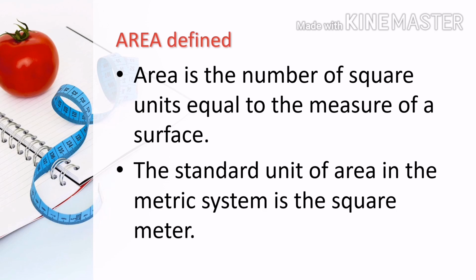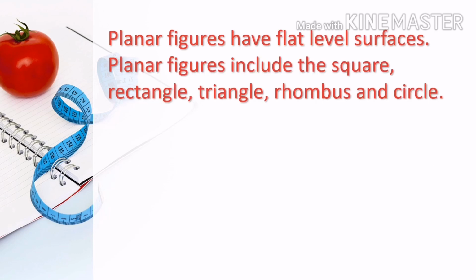Ang perimeter, linear unit lang, no? Ano lang, as in meter, ganun. Pero pagka may square na, we are talking about area already. Planar figures have flat level surfaces. Planar figures include a square, rectangle, triangle, rhombus, and circle. Basta flat surface. So, kunyari may papel ka. Rectangular na papel, bond paper. Okay, so that's a planar figure.